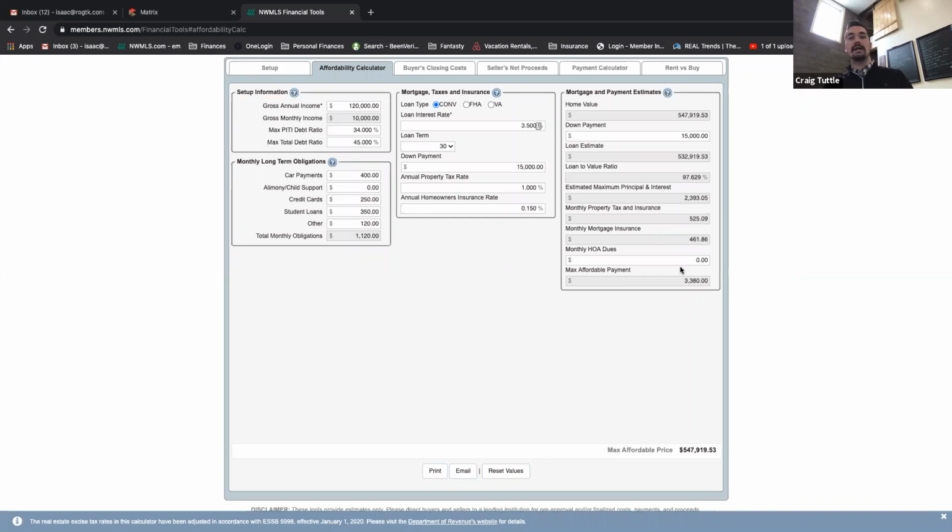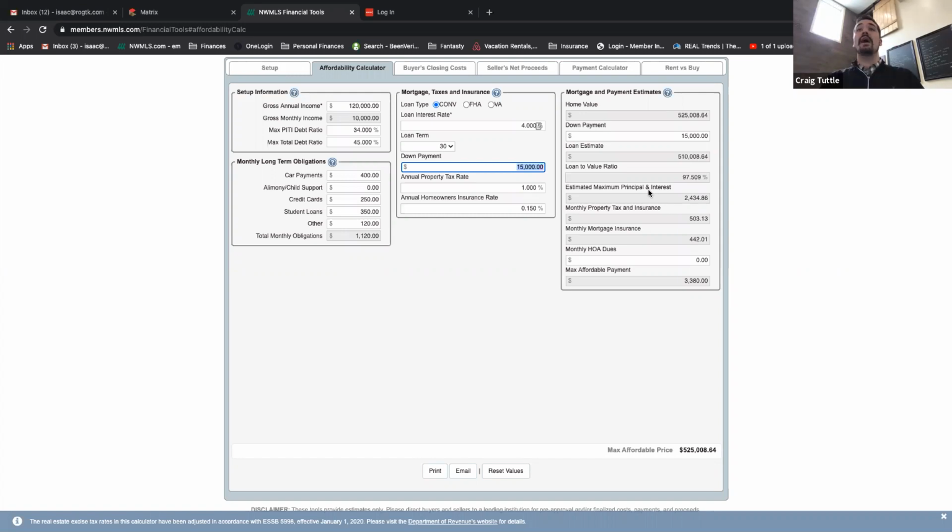If somebody has lower credit, this interest rate's going to be a lot higher. So if you move that to 4%, that just brought your purchasing power down by 25,000, right? So just remind them when you're using this, it's an estimate. If your interest rate's higher, your purchase price is going to be lower, and vice versa.